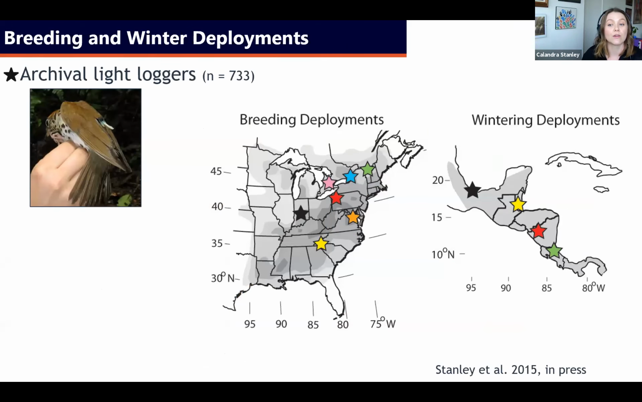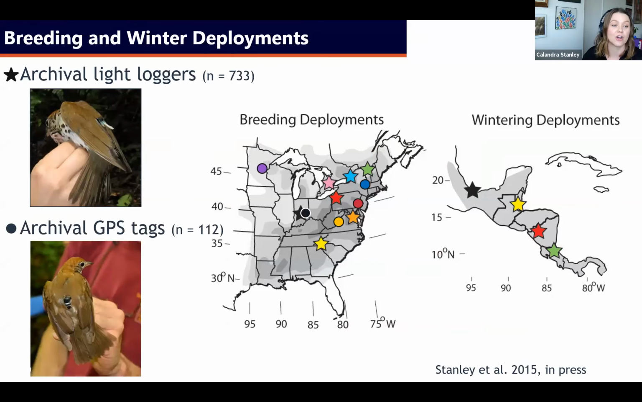Over the course of 7 years, we deployed archival light loggers on 7 breeding populations and 4 wintering populations. Then starting in 2014, we additionally deployed archival GPS tags on 4 new breeding sites and 1 repeat site. The goal was to get an idea of range-wide connectivity between breeding and wintering locations, but also to assess connectivity at major stopover sites.